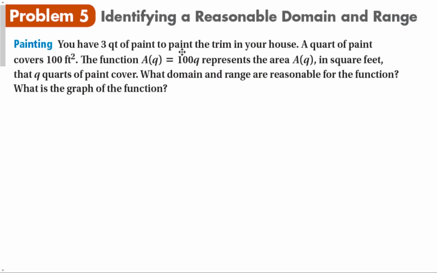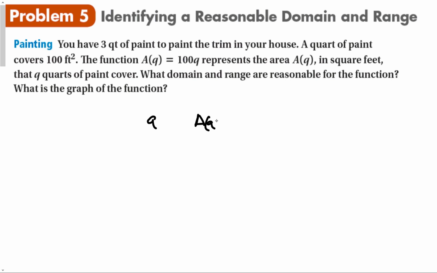So let's think about this. What is the domain and range of reasonable? Well, you're going to the store, you're going to buy some quarts of paint. So you don't go into Home Depot and say, can I get negative 2 quarts of paint? No. So my domain has to be positive. You could go to the store and buy 0 quarts of paint.